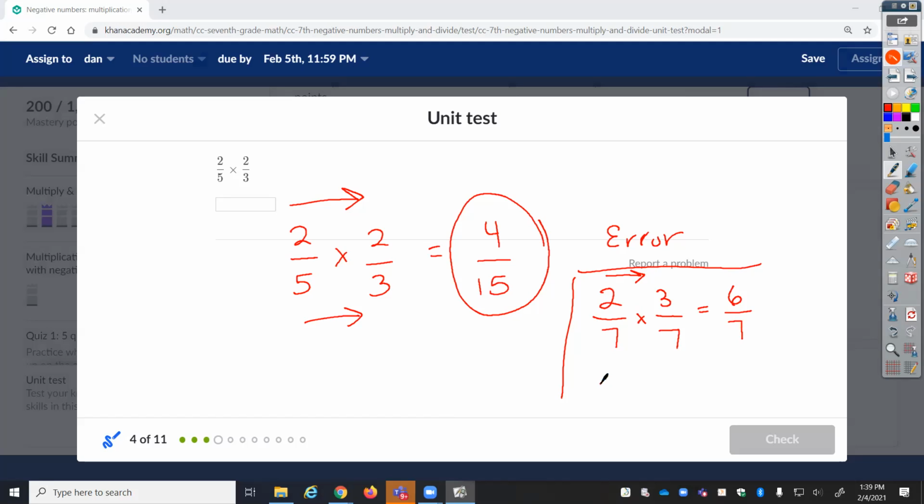What was the error there? They didn't multiply the bottom. And I see this a lot. It's very important to understand that if you're multiplying fractions, you multiply the numerators together, and you multiply the denominators together. This should not be 7, but instead it should be what? 49. Very good. All right.